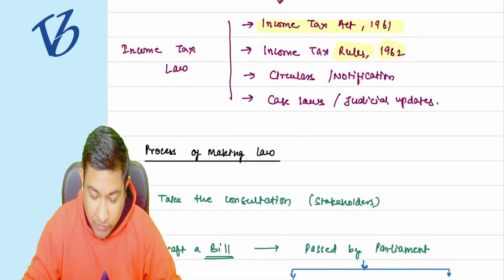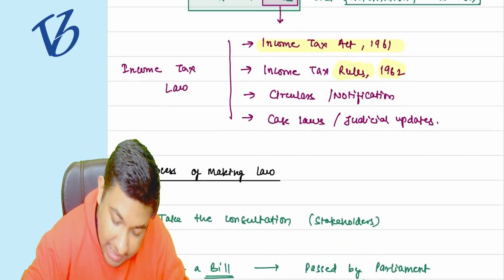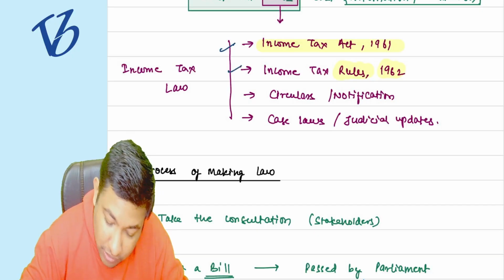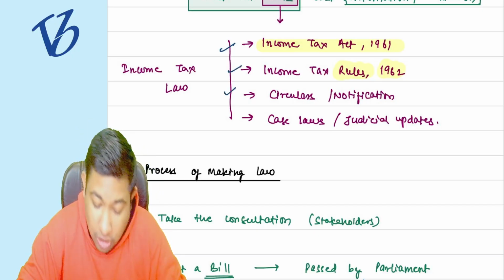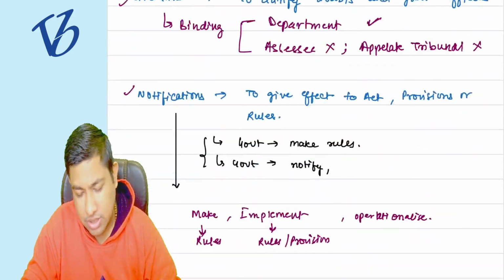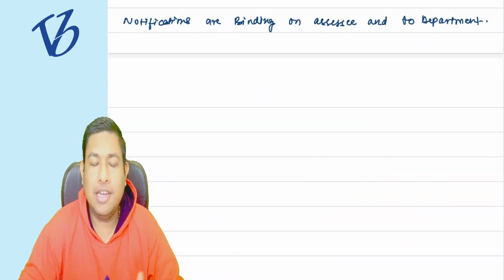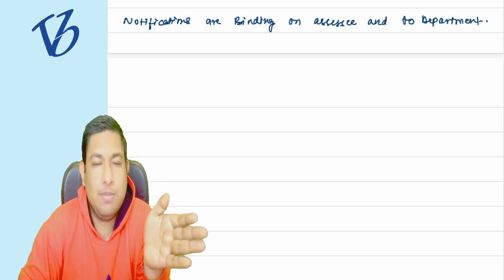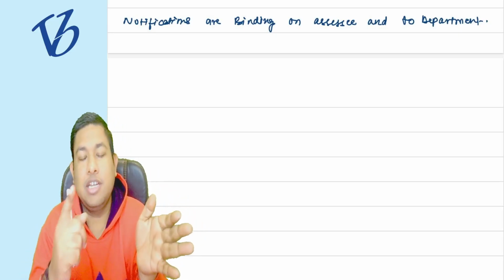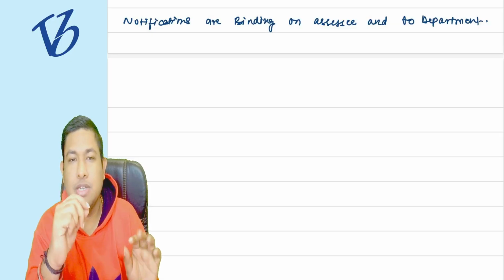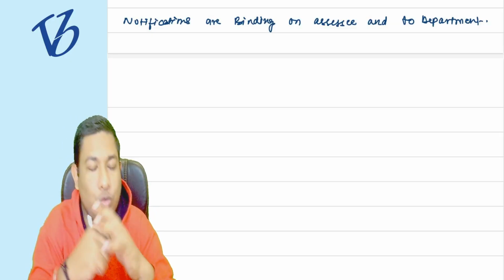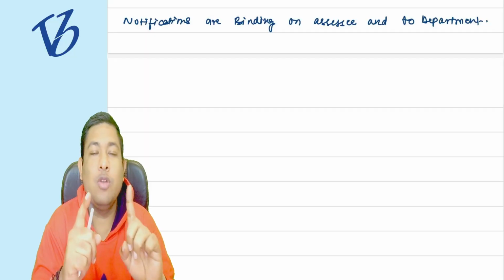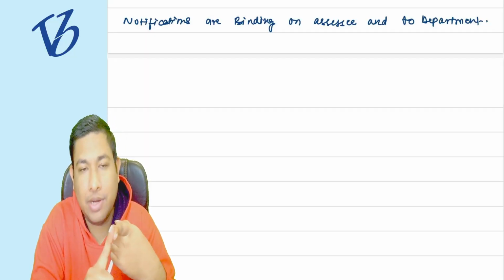So till now, we have seen the Income Tax Act, the income tax rules, the circulars and notifications. Now we are going to talk about the case laws. Income tax or any law is subject to interpretations. If you interpret by one method, another person might interpret in their own manner, so there will always be a conflict of interpretation.